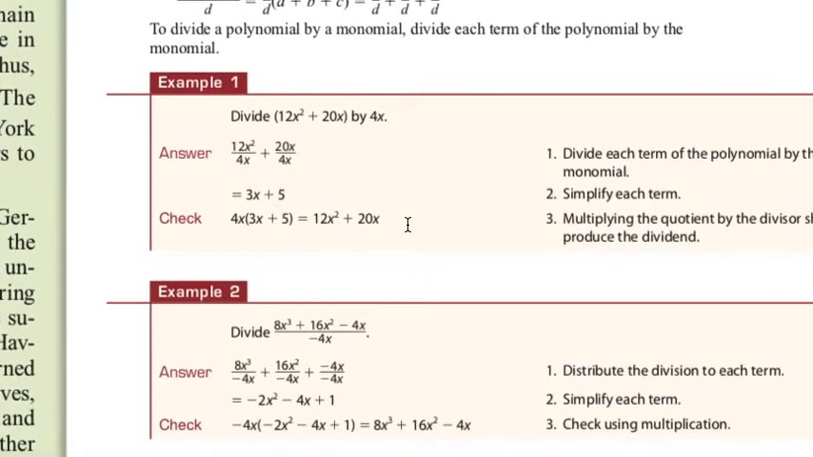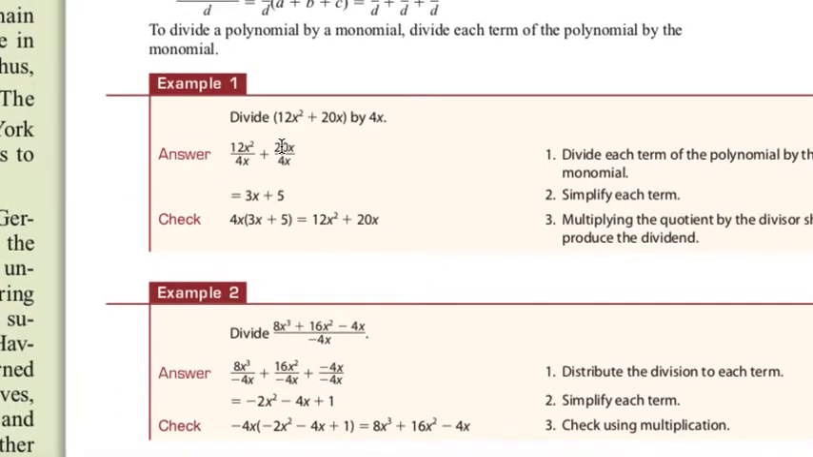Let's look at our first example. Divide 12x squared plus 20x by 4x. Here we have two terms in this polynomial, and you're going to divide each term by 4x. We have 12x squared on the top, 4x on the bottom, plus 20x over 4x. I can already see that we have x on top and x on the bottom. I can cancel, right? And I'm left with one x on top.